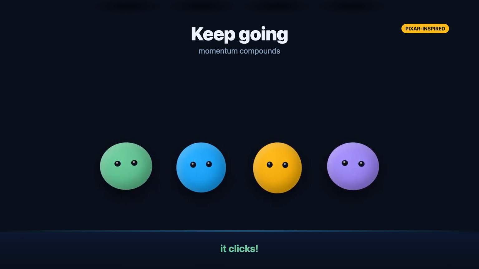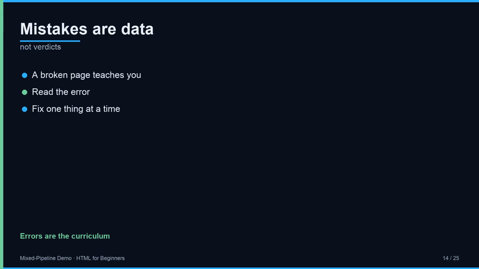That moment is closer than it feels. Reframe mistakes. A broken page is not a verdict on you, it is data. Read the error out loud, slowly. It almost always names the exact line and the exact problem.